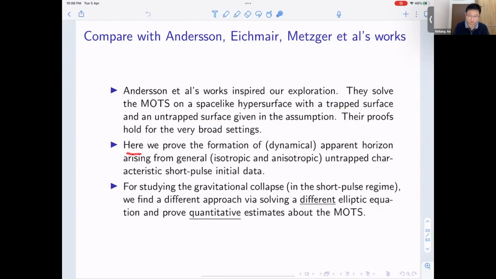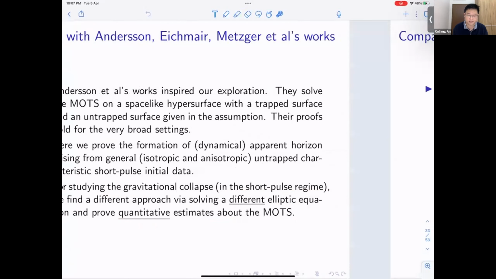So here we prove the formation of the dynamical apparent horizon arising from general, both isotropic and anisotropic, untrapped characteristic short pulse initial data, in this short pulse regime. Here, to study the gravitational collapse in the short pulse regime, we use a different approach. We are solving a different elliptic equation, and we prove the quantitative estimates about the modes. We have all these a priori regularity estimates for the modes, and we also have the uniqueness here.